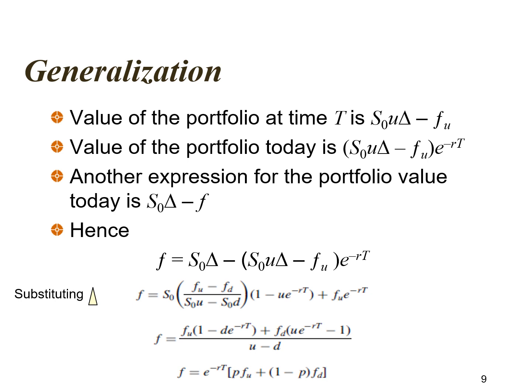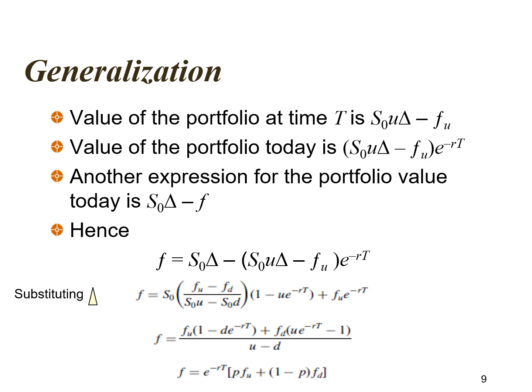So therefore, today's value would be S0 times delta minus f, where f is the value of the option. So this is another way of expressing it. So you get f is equal to S0 times delta minus S0 times u times delta minus fu, discounted at e raised to the power of rt.